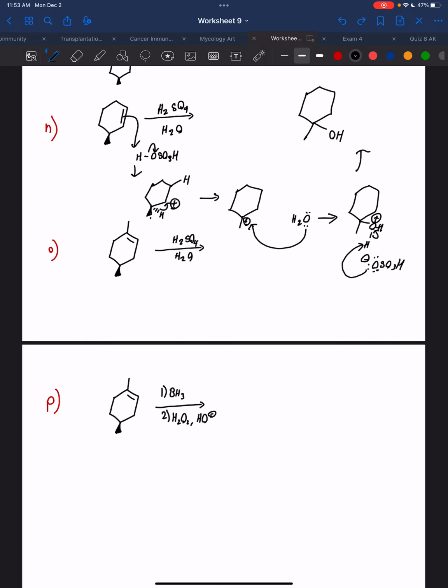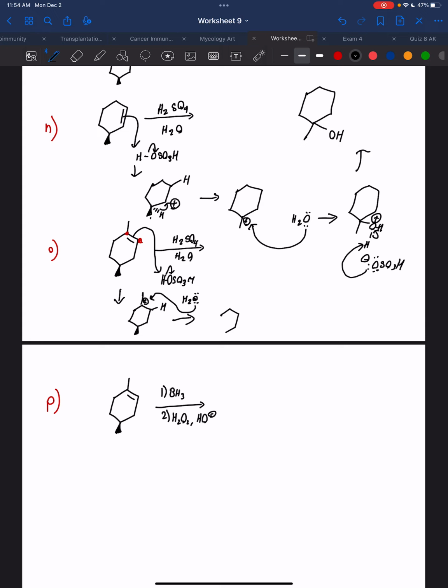Next one, kind of the same mechanism here. Every time you have an acid, you protonate, decide which carbon you want to put it on. I'm going to put it on the carbon that will give me the more substituted carbocation, aka the more stable carbocation. So I put it right here. Is there any way for me to make a more stable carbocation? And no, there is not. And so immediately our nucleophile can come in and attack.